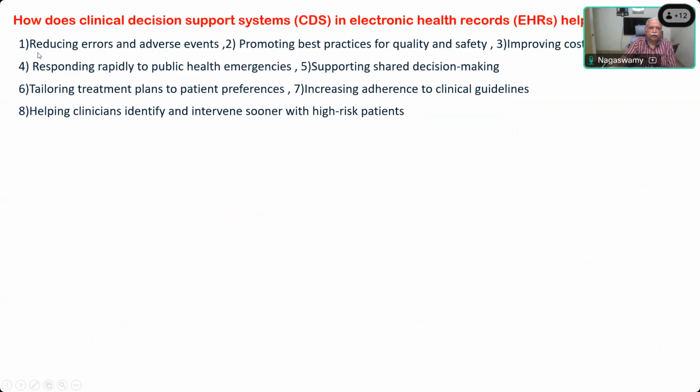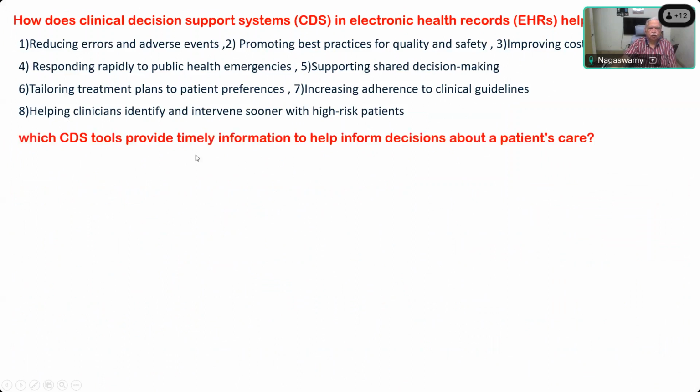So reducing errors and adverse events, promoting best practice for quality and safety, improving cost profiles, responding rapidly to public health emergencies, supporting shared decision making, tailoring treatment plans to patient preferences, increasing adherence to clinical guidelines, helping clinicians identify and intervene sooner with high-risk patients. These are the advantages of CDS.